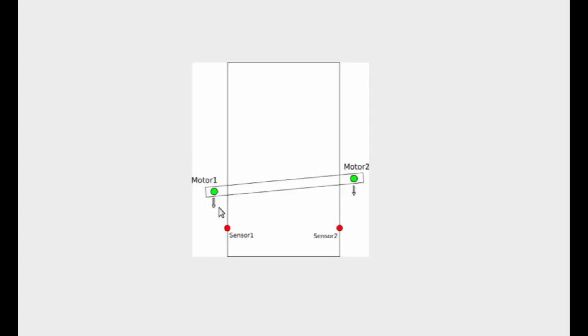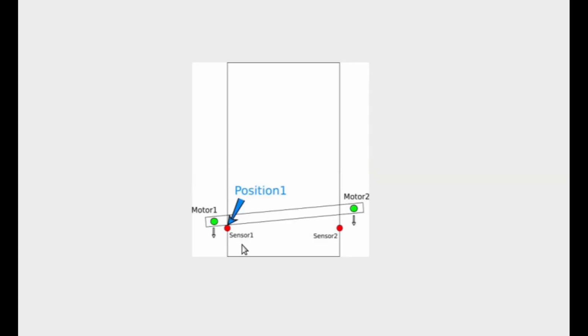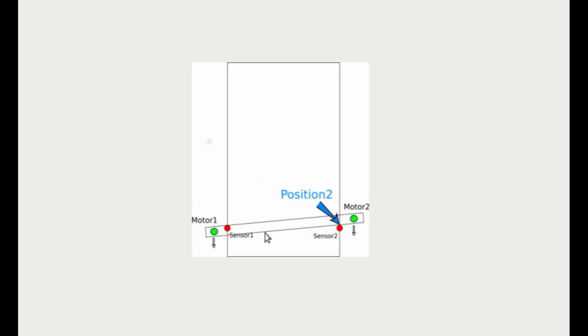For method number 2, we begin with two motors moving towards the sensors, again, similar to method number 1. Once a sensor is triggered, the position is recorded. Here we've triggered sensor number 1, so position number 1 will be recorded, and both motors continue to move. After the second sensor is triggered, its position is also recorded, and the motors are then stopped.